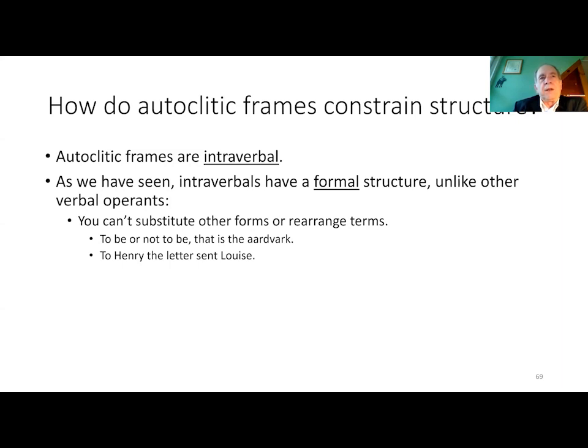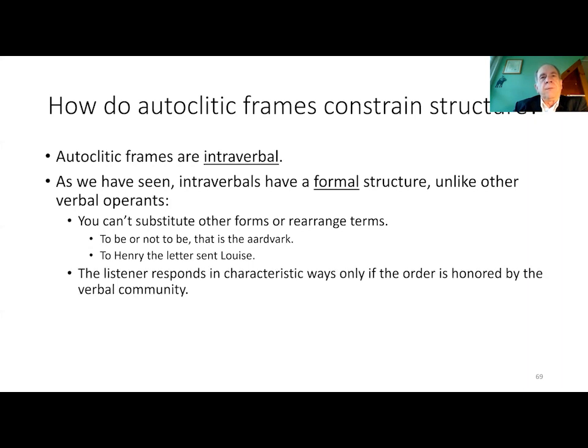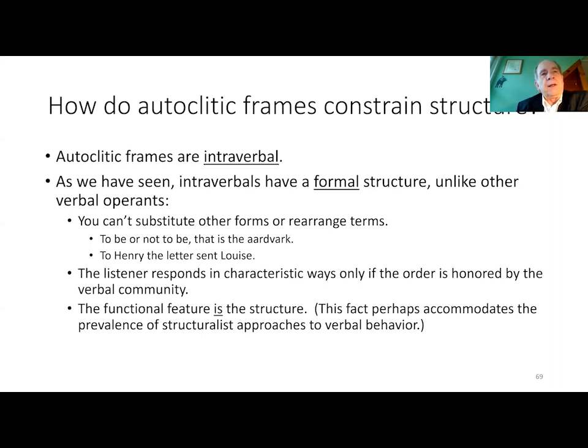Interverbals have a formal structure, and this is where the formal structure of grammar comes from. It comes from the rigidity of these interverbal or autoclitic frames. The listener responds appropriately only when the order is honored by the verbal community. So the verbal community ultimately determines what will be acceptable and what won't be acceptable. So it's not as if these orders are fixed by nature or by logic. It's simply the customs of the verbal community that establish these frames as the way to say something of a particular sort. If you want someone to sing something again, you say "sing X again." You don't say "again X sing," although in a different verbal community, you might. In France, you say "apple green," and in English, you say "green apple."